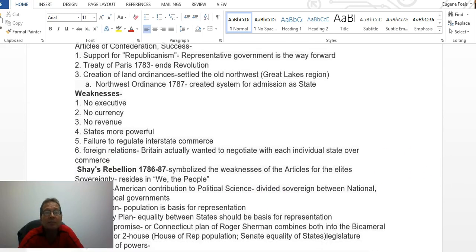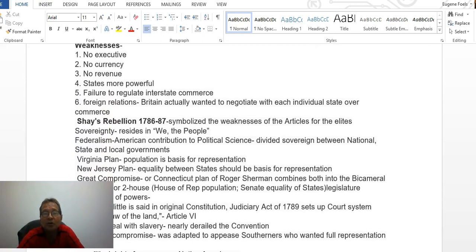The weaknesses of the Articles: no executive, there's no common currency, each state had their own money in some cases. There's no system to collect revenue or taxes. The states are more powerful than the national government. They couldn't regulate interstate commerce. States, again, were taxing items coming from other states. And as a result of that, the economy was run down by 1786-87, symbolized by the weakness in Shays' Rebellion, where those Massachusetts farmers rebelled against what the Commonwealth of Massachusetts was attempting to do in foreclosing the mortgages on their farms.